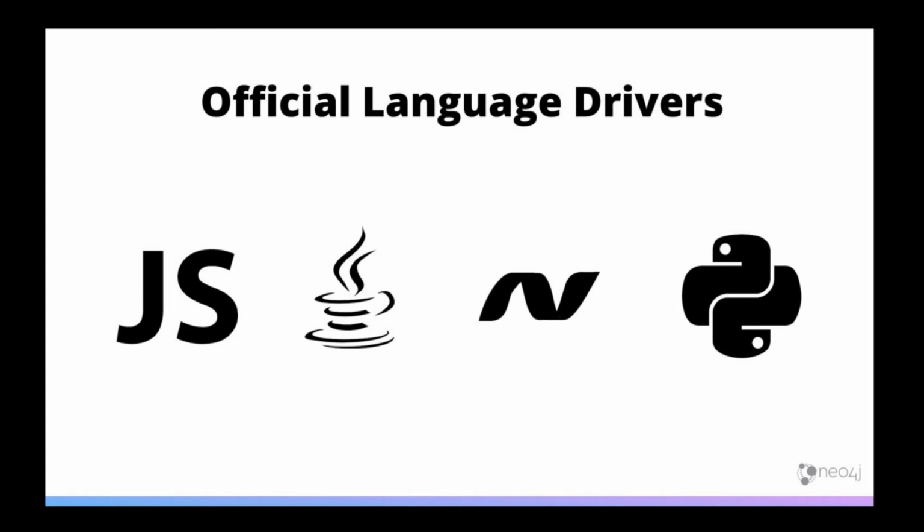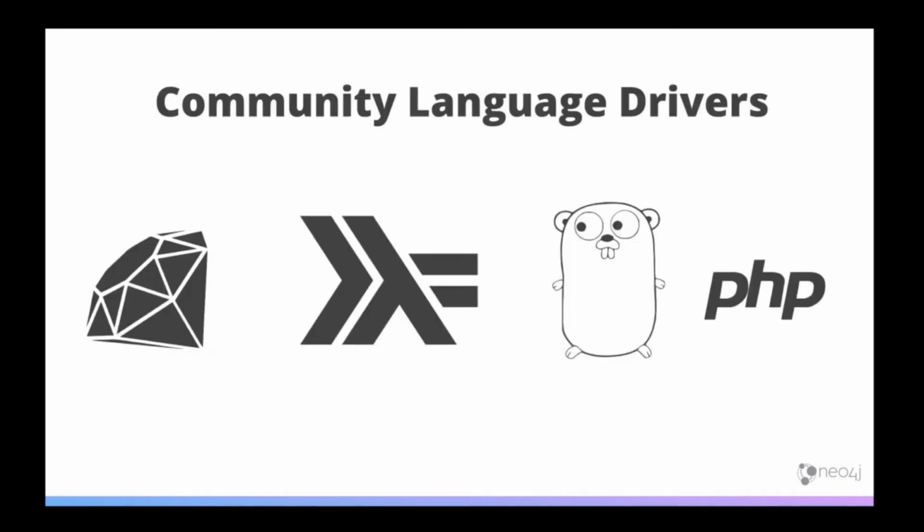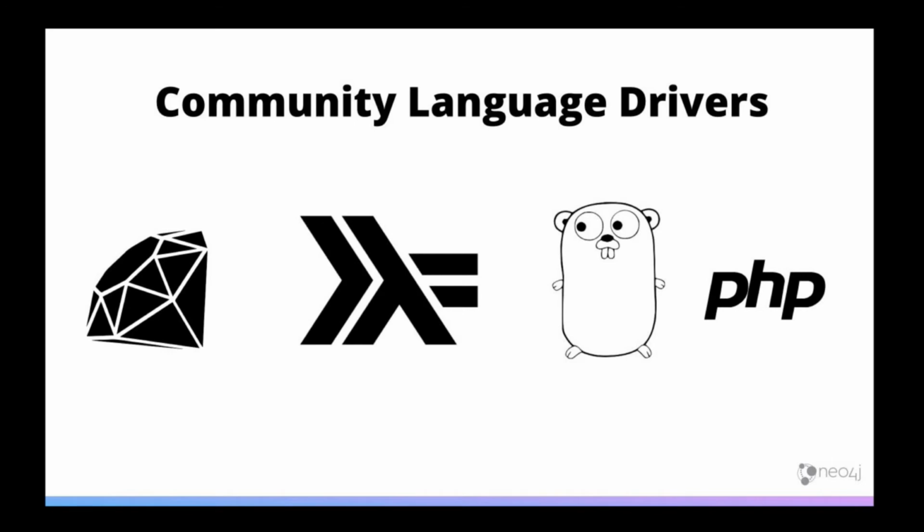Now you can do this from a variety of different programming languages. We offer official language drivers in JavaScript, Java, Python, and .NET. And these are only just our official drivers that Neo4j produces, maintains, and supports. But there's a variety of other community language drivers out there as well. Ruby, Haskell, Go, PHP, and many other languages and frameworks have drivers for them. So I'd encourage you to check out the driver for the language of your choice, and start playing with Neo4j.